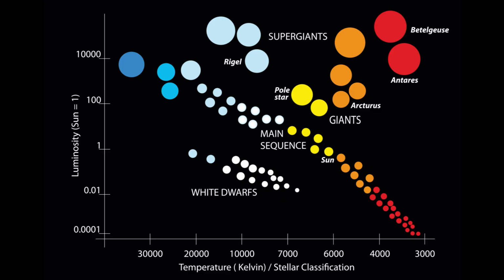The diagram was created independently in 1911 by Ejnar Hertzsprung and by Henry Norris Russell in 1913, and represented a major step towards an understanding of stellar evolution. The distinctive and continuous band of stars on the diagram are known as the main sequence.